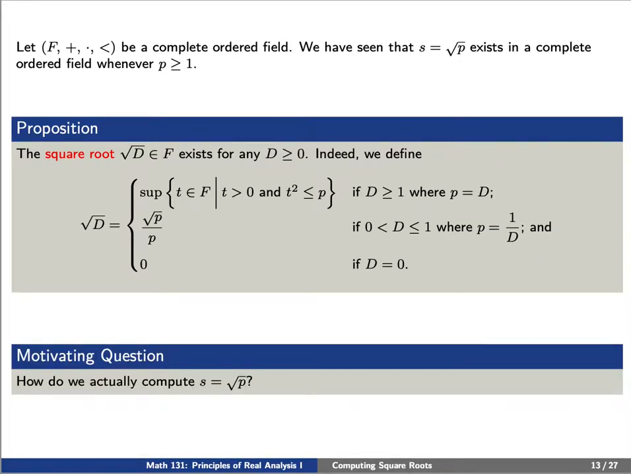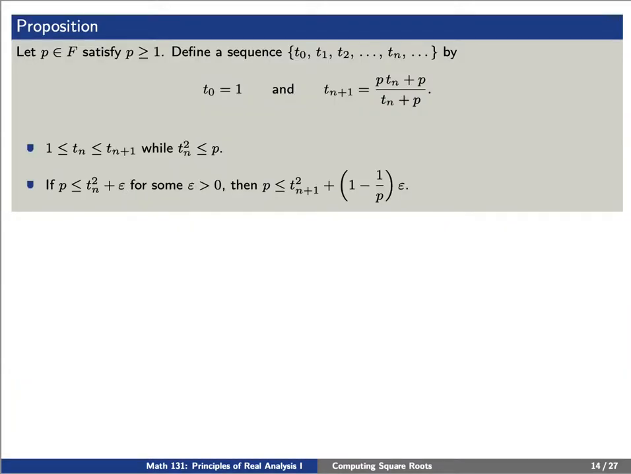But how do we actually compute these square roots? We'll do so by defining a couple of sequences. For the moment, let's say that p is greater than or equal to 1. We'll define a sequence t0, t1, t2, and so on recursively in the way that you see here on your screen. When t0 is 1, we'll then define t sub n plus 1 recursively as (p times t sub n plus p) divided by (t sub n plus p). We actually see a couple of relations.